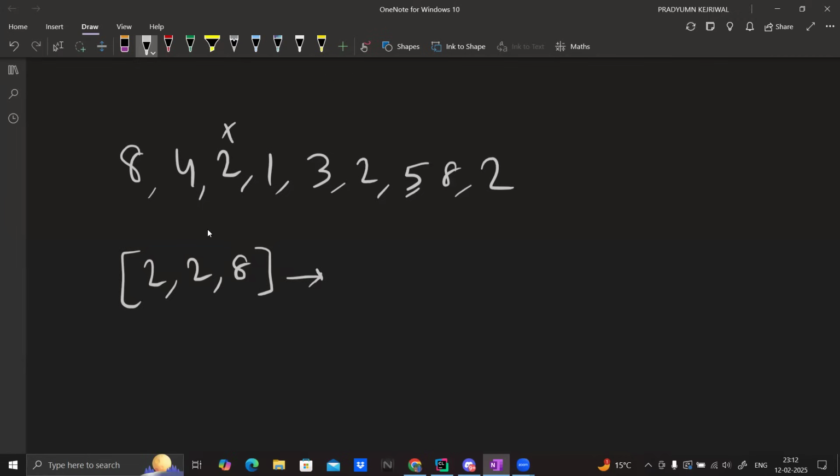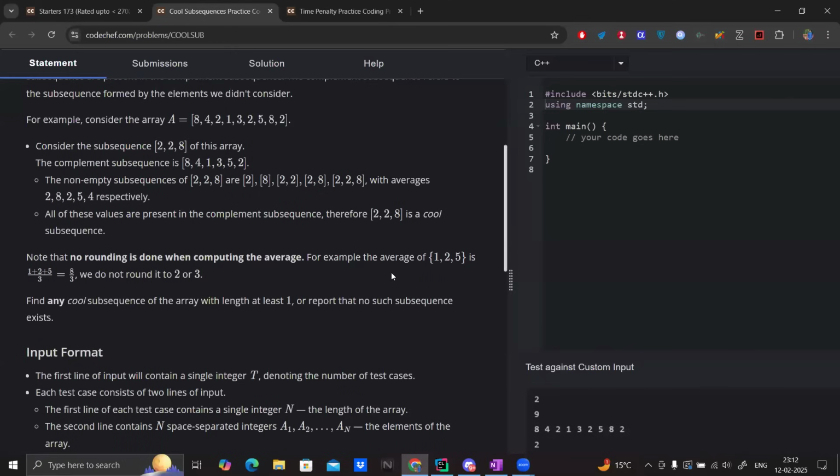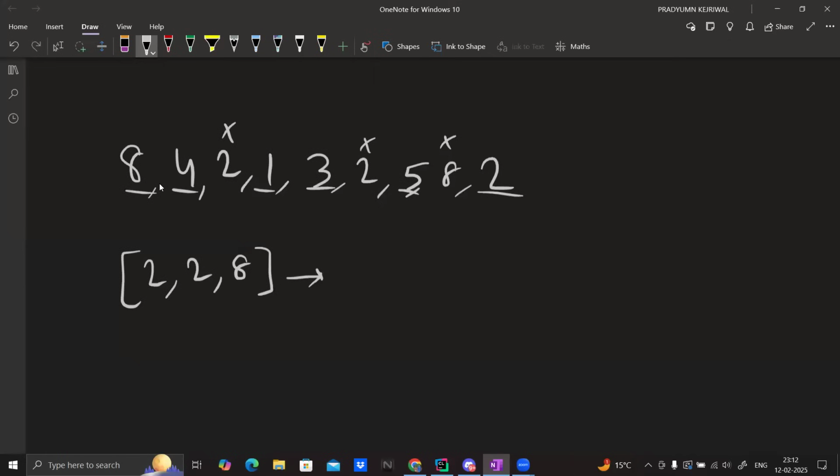So this 2 we have taken, this 2 we have taken, and this 8 we have taken. So all the remaining elements are the elements which are the averages, right? So the averages are 2, 8, 2, 5 and 4, so they are present. 2, 8, 2, 5 and 4, they are present in the complement subsequence, so we can say that.